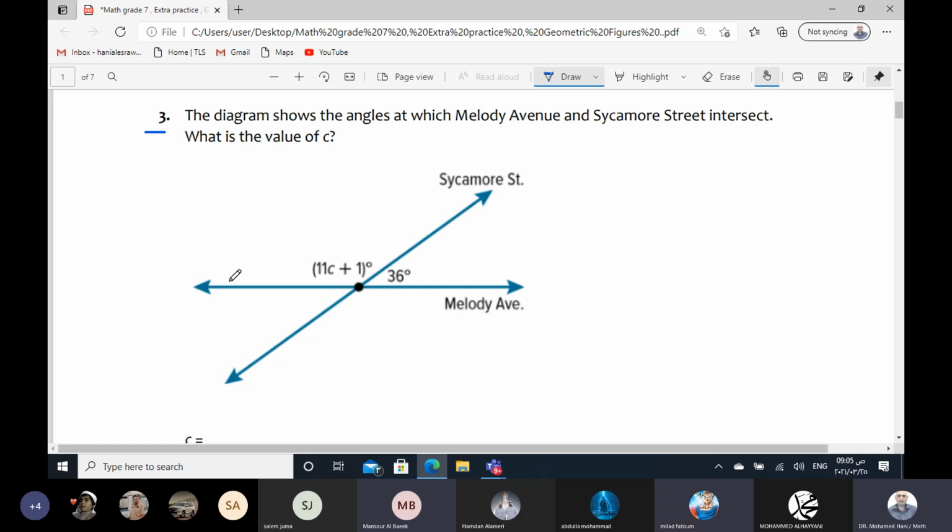As you see, we have two intersecting lines, and between them we have here the two angles. The measure of this angle here 36 degrees, and the measure of this angle here will be 11c plus 1 degree. And I want to find the value of c. I want from all to try to write the equation here, then start to find the c. Start please. You have 2 minutes. Try now. Yes, start please.